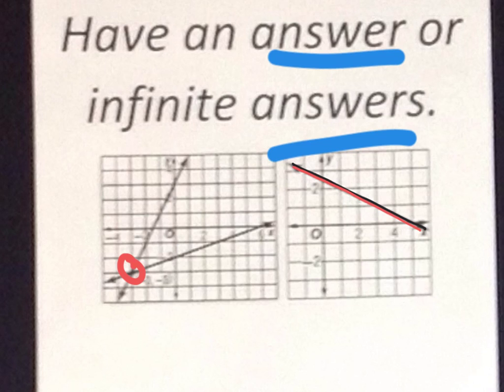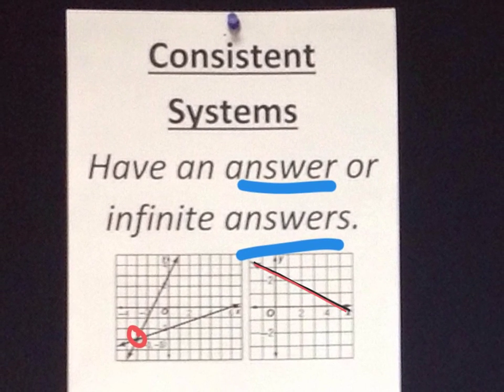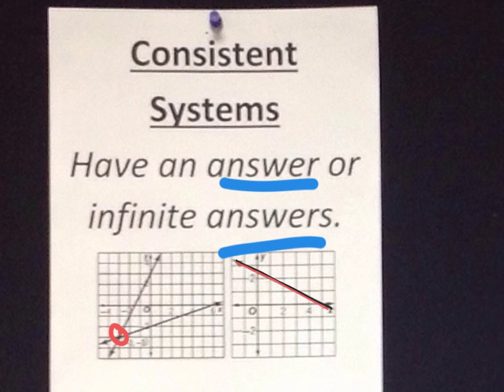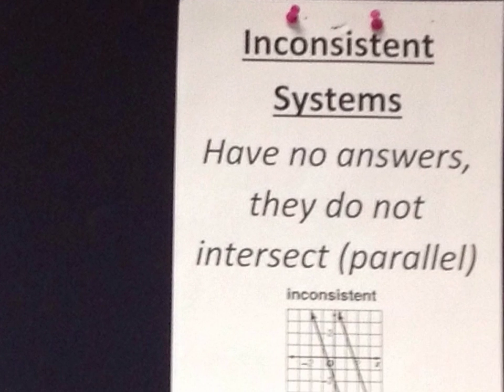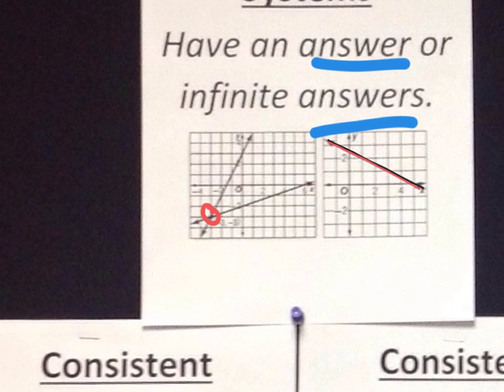So I really need you guys to pay attention. This is going to be on the next quiz. You need to understand that consistent means it has answers or an answer. Inconsistent means it has no answers, which means that if you're looking for the point of intersection, they don't intersect because they're parallel. But over here, consistent, it might have one answer or it might have an infinite amount of answers.